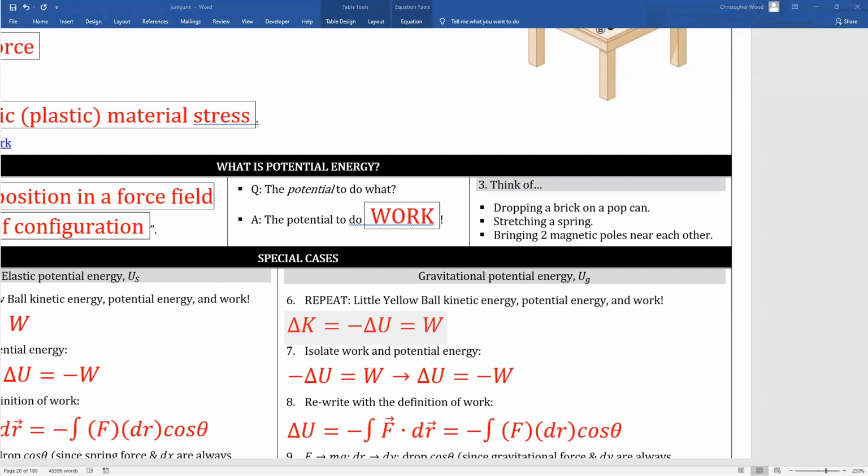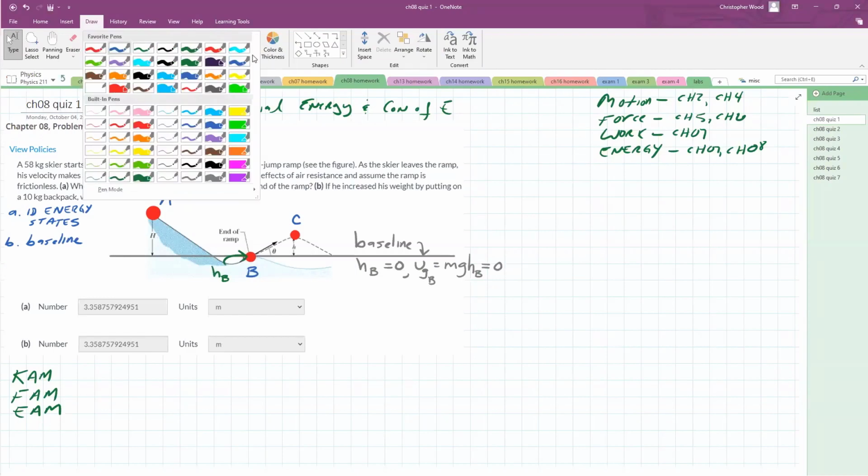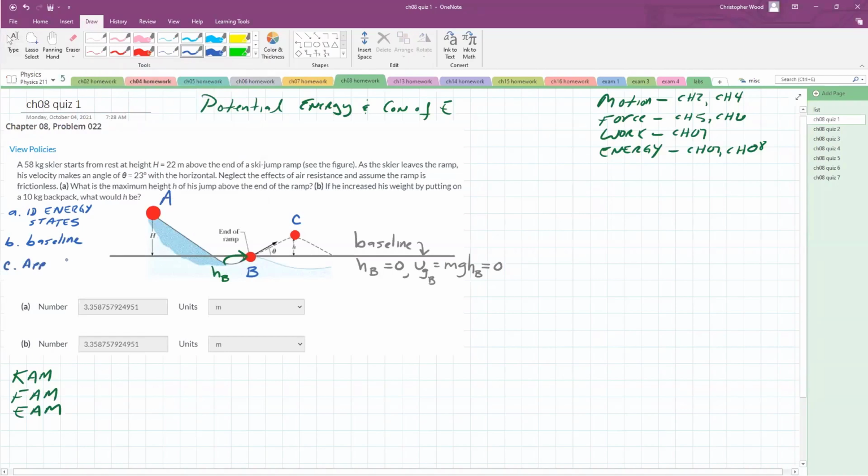ID the energy states, done. I drew my baseline, done. And then part C is apply the EAM equation. So that's kind of it. I mean, there's some more details here, but this is in essence the methodology. There's my baseline. I ID my energy states A, B, and C. Maybe I'll have to update, maybe not. But A, B, and C look like natural points to label.